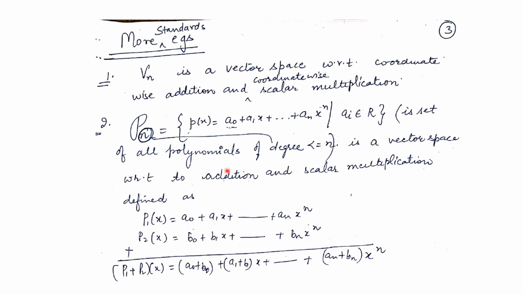And how is addition defined? You are given P1, any polynomial of degree less than or equal to n, and P2, any polynomial of degree less than or equal to n. When you add, it means you have to add the coordinates. In the constant you will add constants, in x you will add the coefficients of x, in x squared you will add the coefficients of x squared. So coefficient-wise you will add these. So again after adding these two polynomials, what will be the degree? Less than or equal to n. So addition is defined like this.